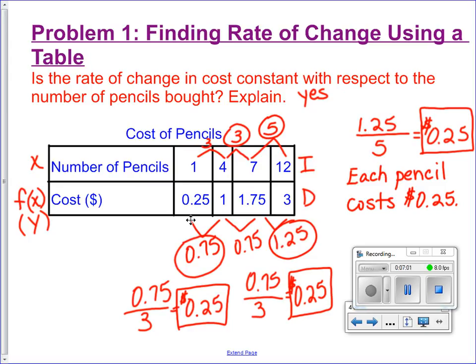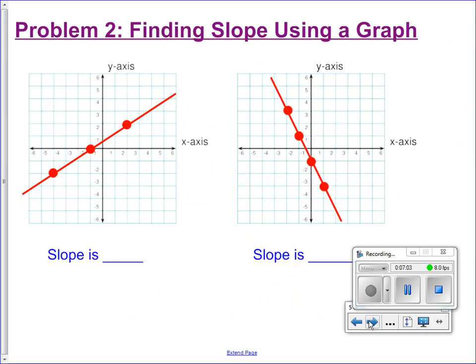All right? Problem 2, finding slope using a graph. All right, first of all, I'm going to add arrows to my lines in this chapter. When we graph lines, you should have arrows at both ends of your line. Now, it doesn't matter which 2 points we pick, but we're going to find the slope by using points. So I'm going to pick this point right here and this point right here.